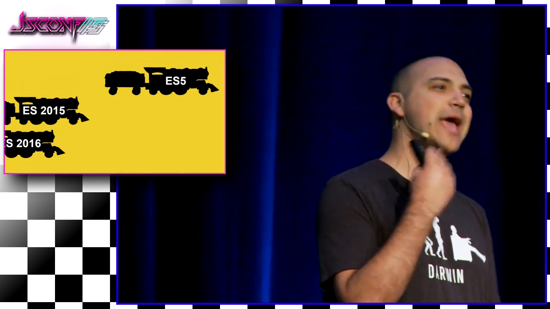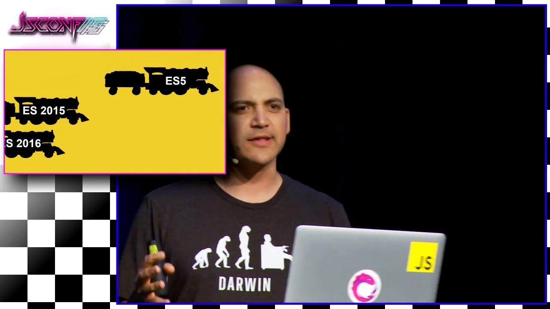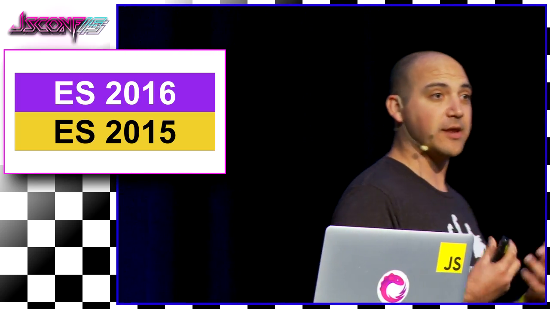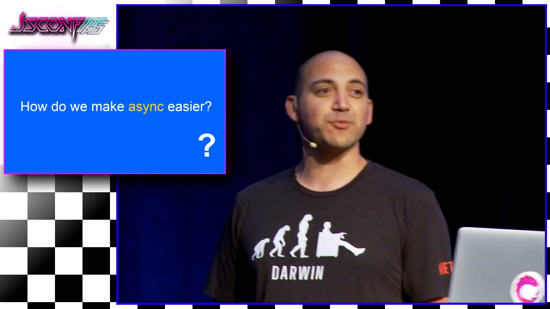And that's exciting because it actually helps us plan for the future of JavaScript. We don't have to do everything in one release. We can add features today to ES 2015, and we can build on them, with the hopes of building on them later in ES 2016. And so the real question I want to talk to you about, I think the big story about ES 2016, is how do we make async programming easier?